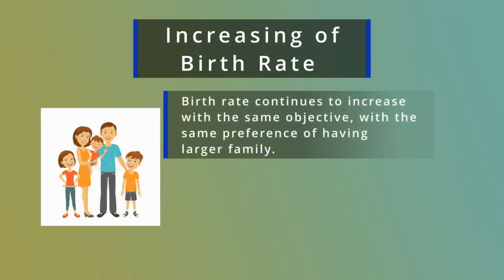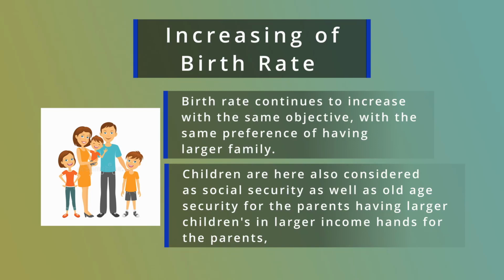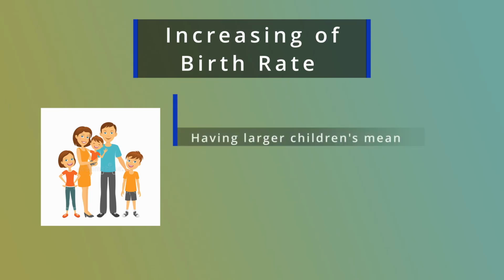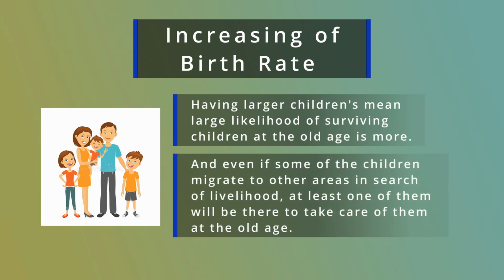However, there is no checking of the birth rate. The birth rate continues to increase with the same preference of having a larger family. Children are here also considered as social security as well as old age security for the parents. Having more children means more income-earning hands for the parents. It also means a larger likelihood of surviving children at old age, and even if some of the children migrate to other areas in search of livelihood, at least one of them will be there to take care of the parents at old age.